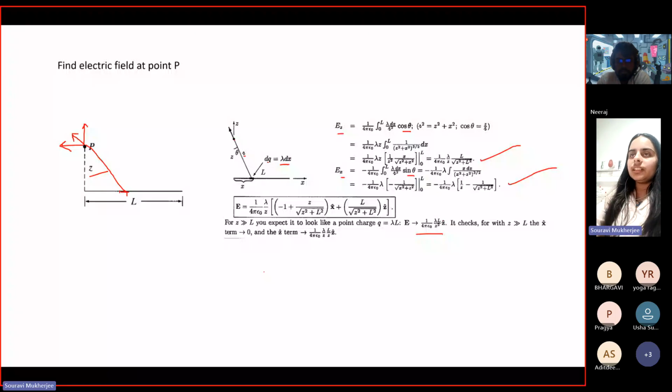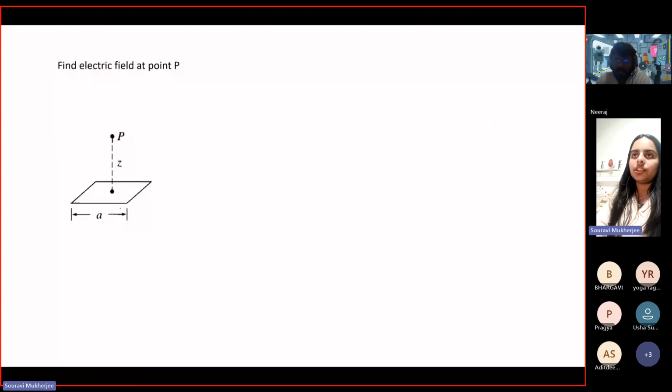Now there can be other types of questions like here. Here you have a square loop of charge, and you want to find the field at the point P. So you have to proceed through similar processes, right? We know how to do it for a line of charge. So now you have 4 such lines which are arranged.